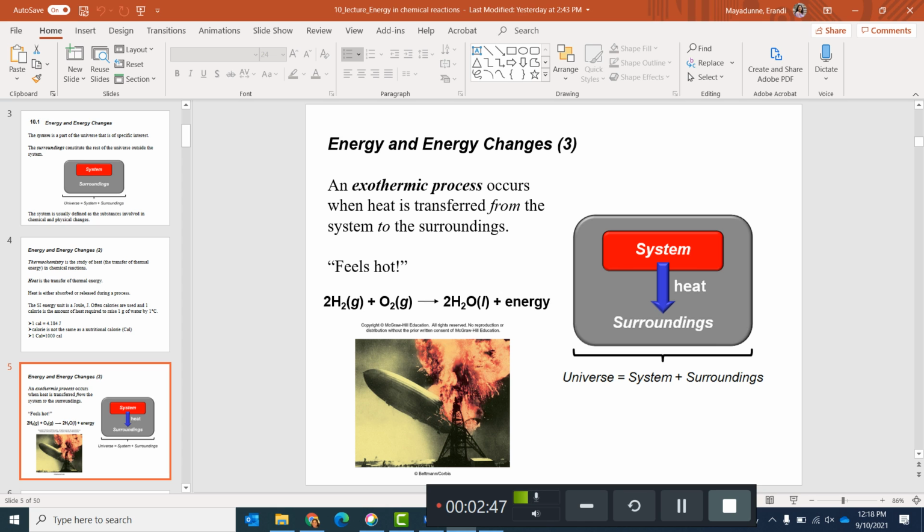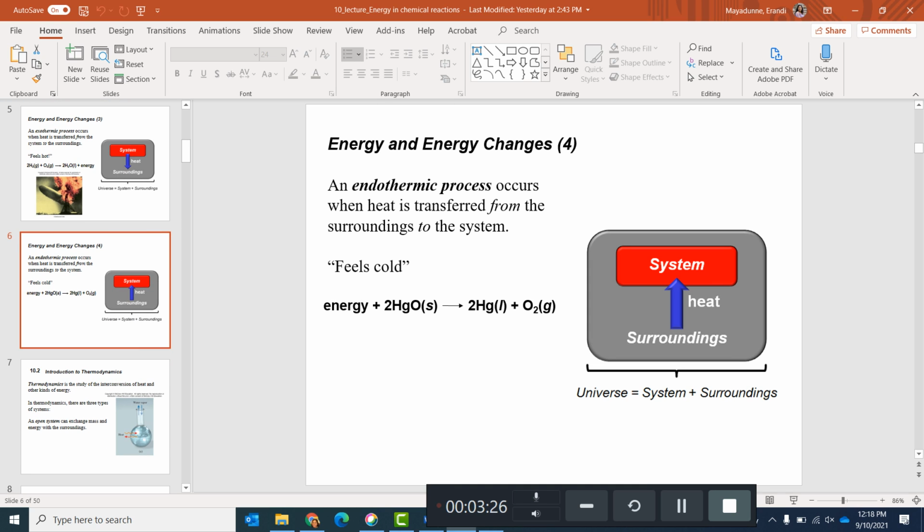Energy changes can be mainly of two types: exothermic and endothermic. What is exothermic? Exothermic is when the system releases heat to the surroundings. Here you see the system releases heat to the surroundings. Think about a water bottle releasing heat to the surroundings. When you touch the water bottle, you feel hot because the system releases heat, the energy, and then you can feel the heat. And endothermic is when the system absorbs heat from the surroundings.